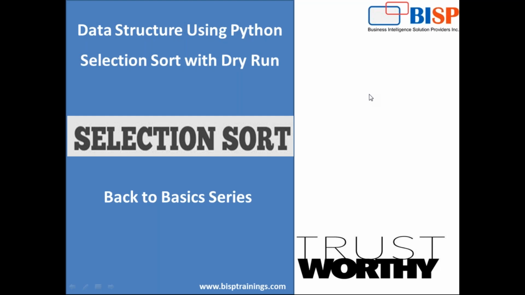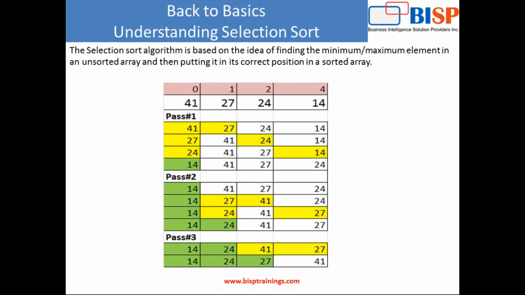In today's example, I'm going to show you how to write a selection sort program, and we will also be doing a dry run. This is the back to basics series for data science students. In this example, we will be using the selection sort algorithm, and I will be using Python to render the dry run as well. Okay.